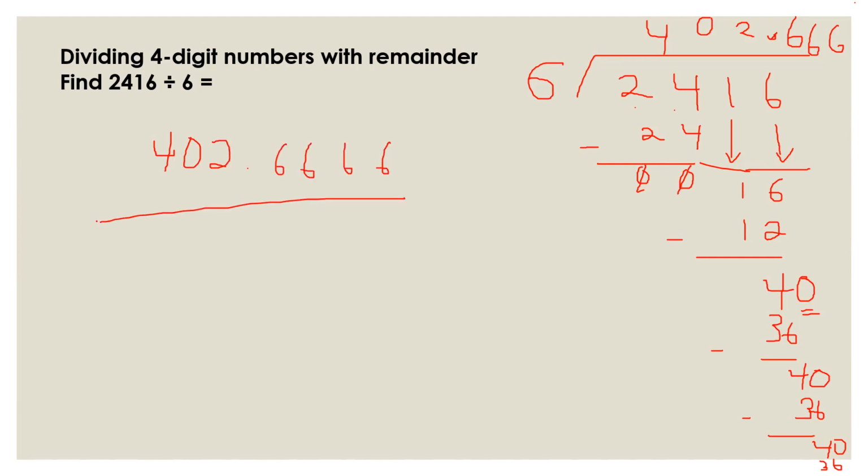402.6666. So this is a recurring decimal or a repeating decimal. It's a decimal that has a digit that repeats over and over again without ever ending.